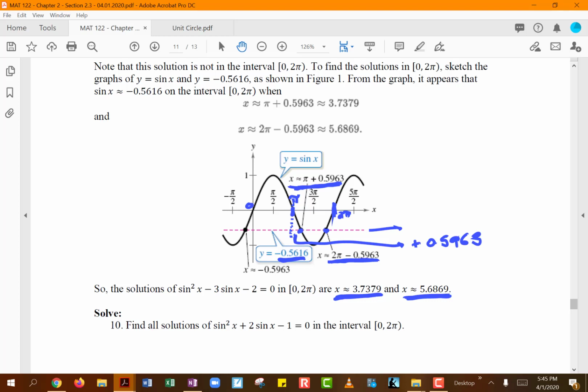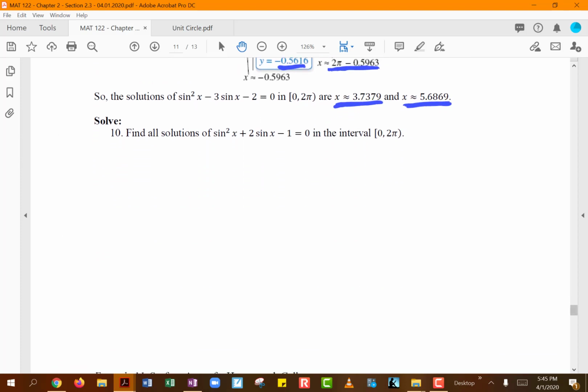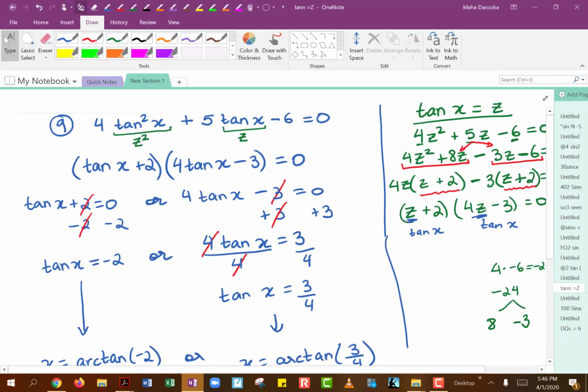So I know there's just a couple extra steps involved in trying to solve this example, but I'll do my best to show you how you can do problem number 10 in this case. So we are given sine squared of x plus 2 sine x minus 1 equals 0, and again we're doing this specifically in the interval from 0 to 2 pi. So let's take a look at it.